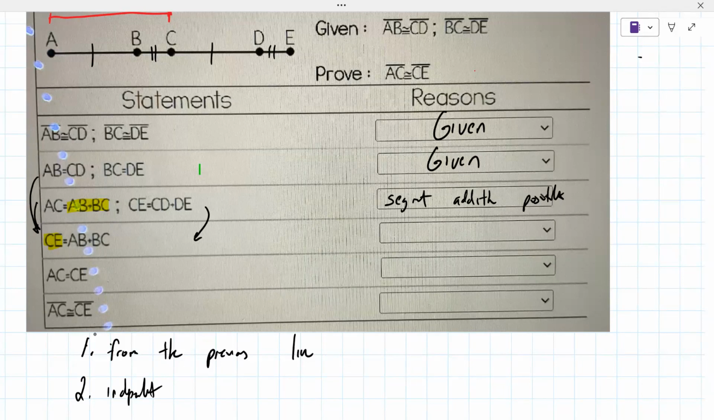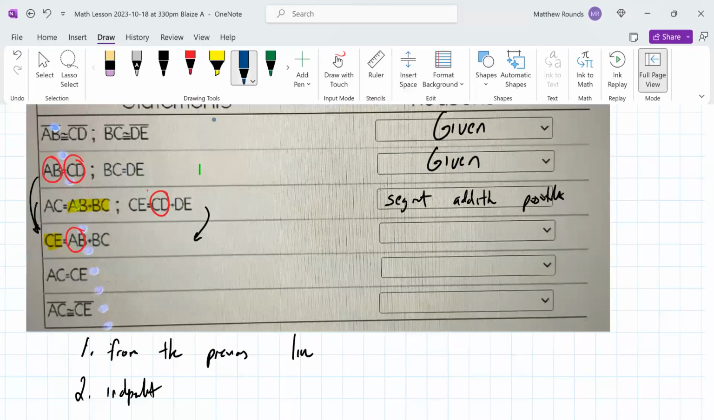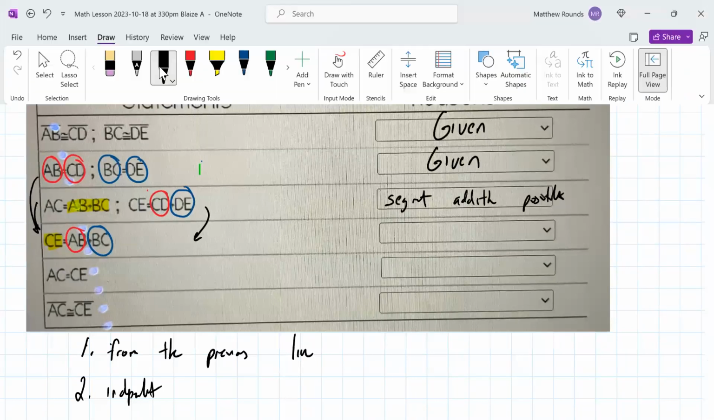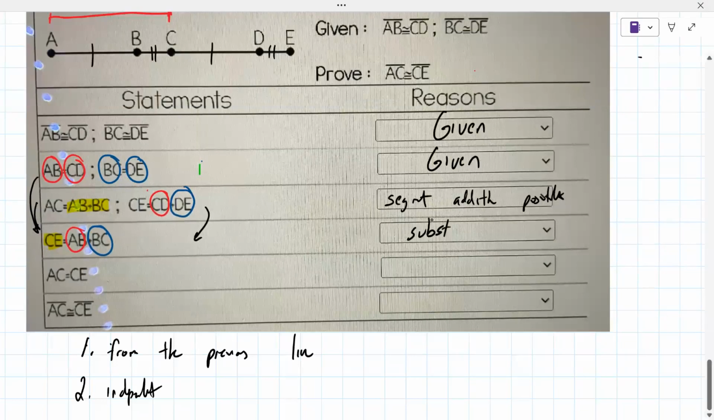No, I'm sorry, I'm just highlighting the wrong things. So let me do this. AB is the same as CD, so instead of CD, they're putting in AB. That's where it comes from. And DE is really BC. That's where that comes from. So they're substituting or replacing.